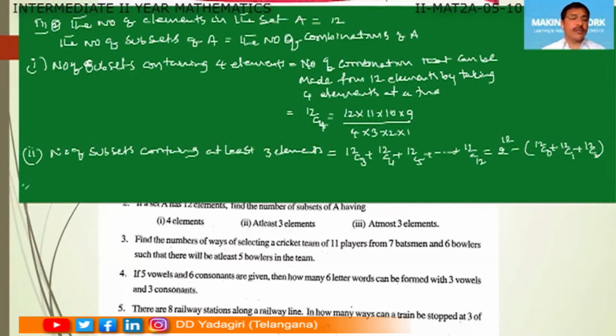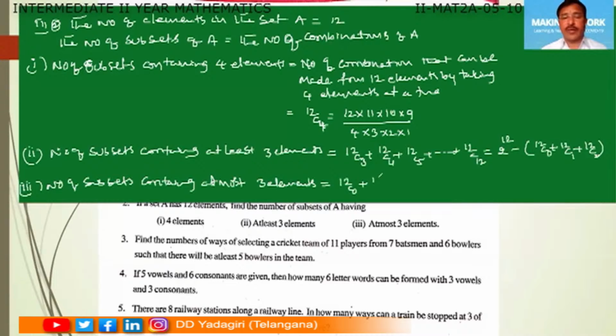And the third question is the number of subsets containing at most 3 elements. At most 3 elements means less than or equal to 3. Every combination should contain 3 elements or less than 3. Less than 3 means it may contain 0 elements. So combinations with 0 elements, plus combinations with 1 element, combinations with 2 elements, and combinations with 3 elements, not more than 3. So this is the value for that.